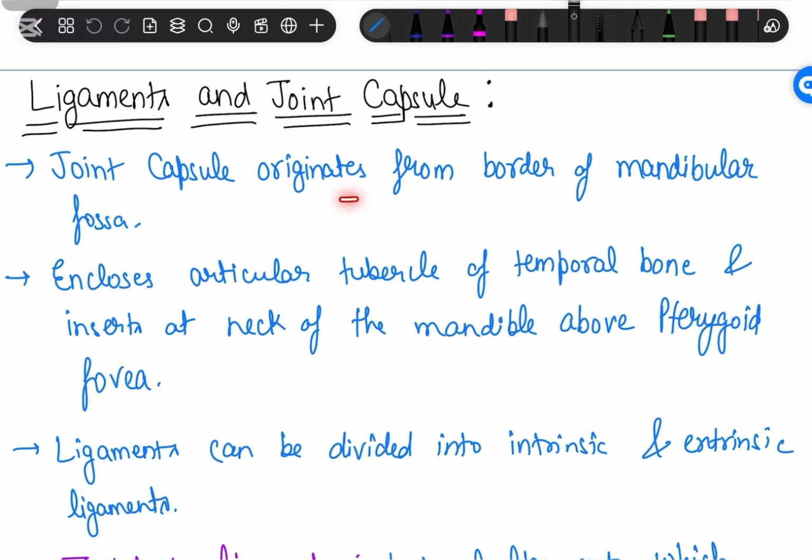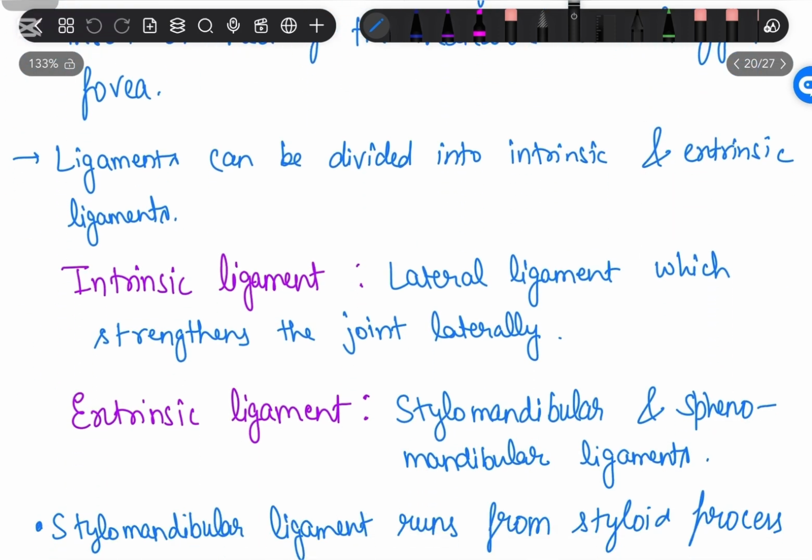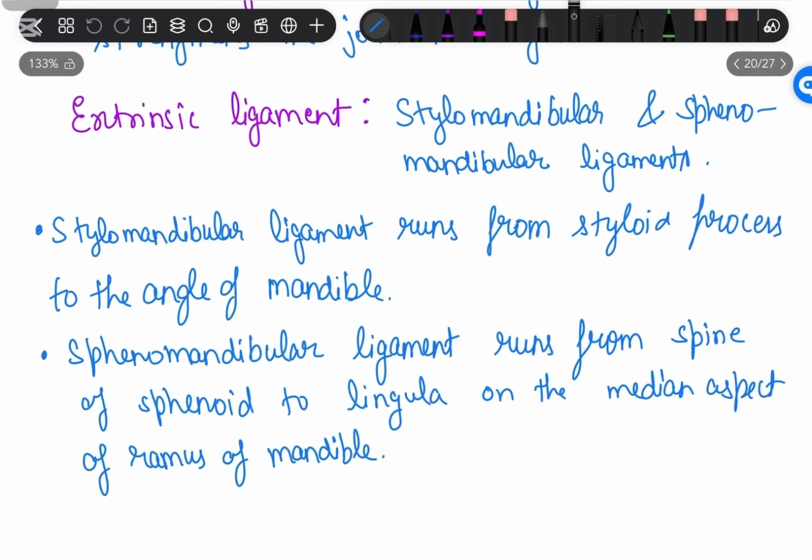The joint capsule originates from the border of the mandibular fossa, encloses the articular tubercle of the temporal bone, and inserts at the neck of the mandible above the pterygoid fovea. We have two types of ligaments in the temporomandibular joint, the intrinsic ligaments and the extrinsic ligaments. Among the intrinsic ligaments, we have the lateral ligament, which strengthens the joint laterally. Among the extrinsic ligaments, we have the stylomandibular ligament and the sphenomandibular ligament. The stylomandibular ligament runs from the styloid process to the angle of the mandible.